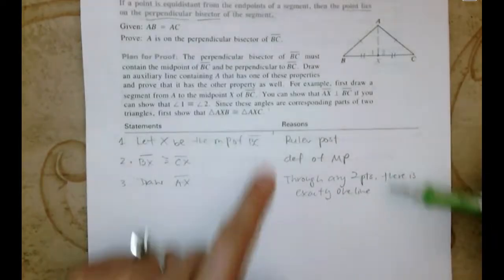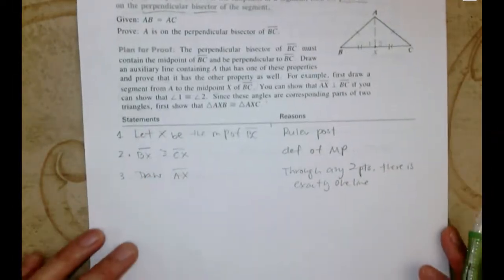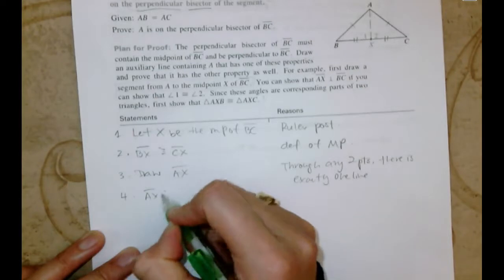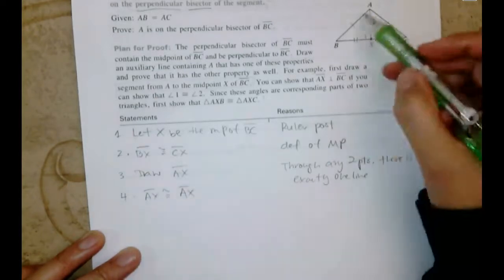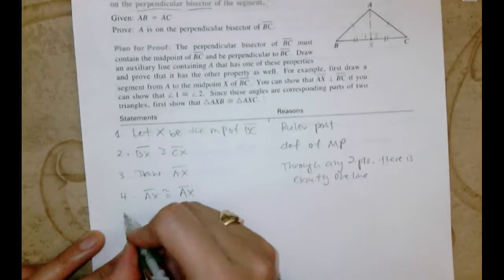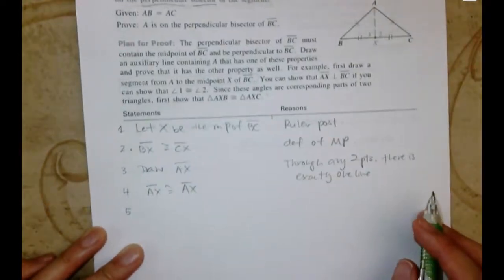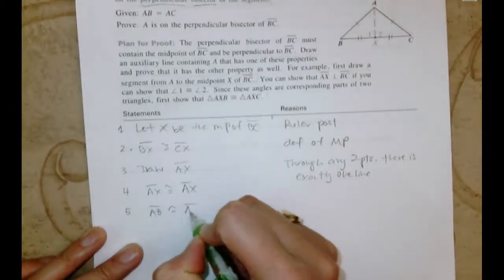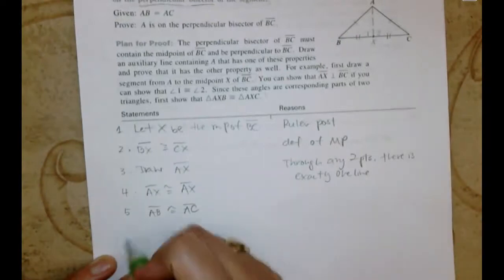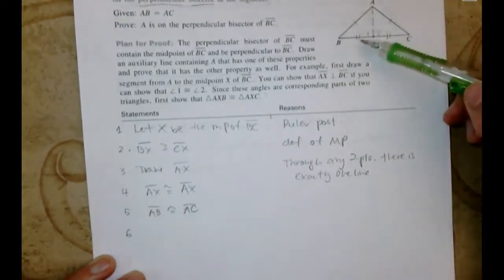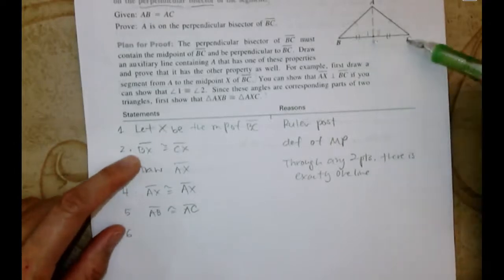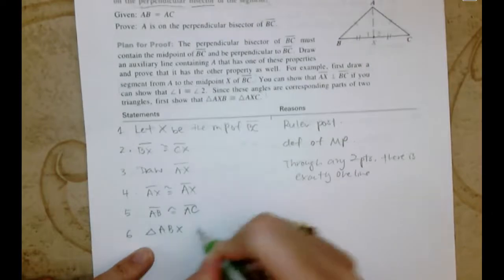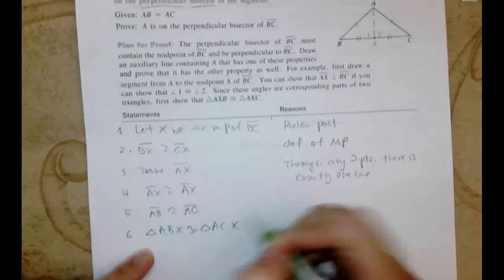All right, so I did these reasons. The rest I think you can do the reasons yourself. Okay, so for AX is congruent to AX, we are trying to make these triangles congruent, right? And 5, AB is congruent to AC, and 6, you got the BX and CX and AX, and so triangle ABX is congruent to triangle ACX.